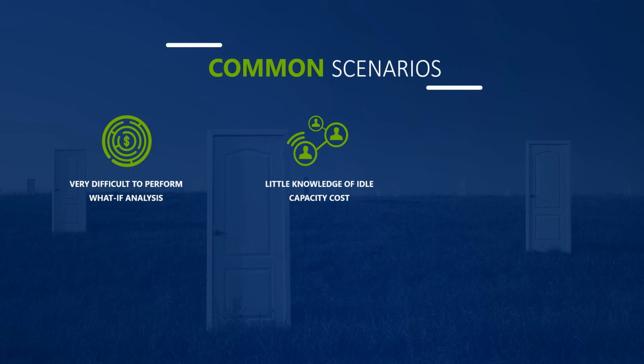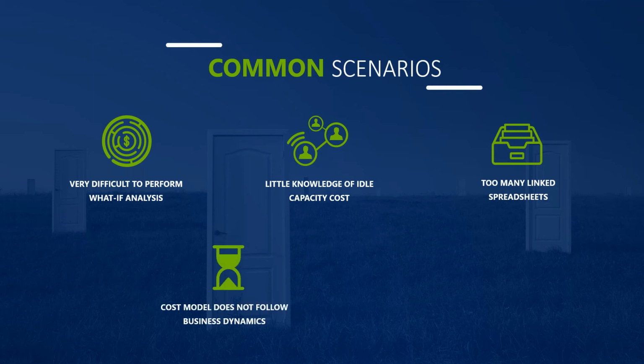So what they do, they decide to develop spreadsheets. Too many linked spreadsheets. One of the problems with spreadsheets is that this is not dynamic information. This is basically static information. We know that all organizations are very dynamic today. We are all the time creating new products, new channels, new clients, new departments, new processes. So the cost model does not follow the business dynamics.